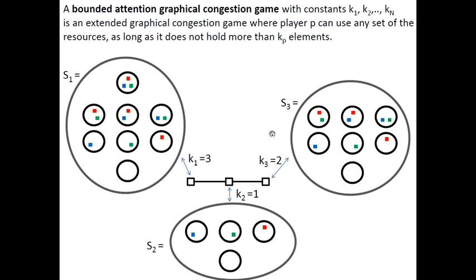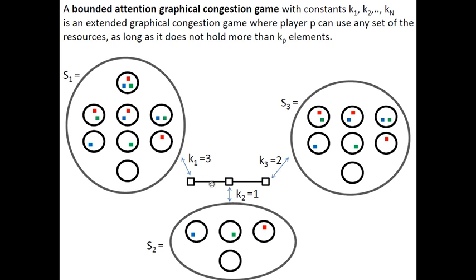So this is a special kind of extended graphical congestion game where the players can use any set of resources that they like with one restriction, and that restriction is that they have what I call an attention bound, K_P, and that means that they can't use more than K_P resources at the same time. This is kind of like a cap on how much player P can multitask.